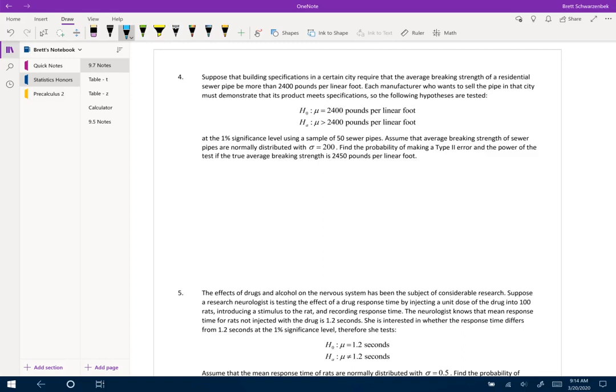Okay, so let's do an example problem using power. Note that we are not going to be calculating power directly, but we're going to need to calculate the probability of type 2 error in this setting in order to eventually get the power. So let's read the problem.